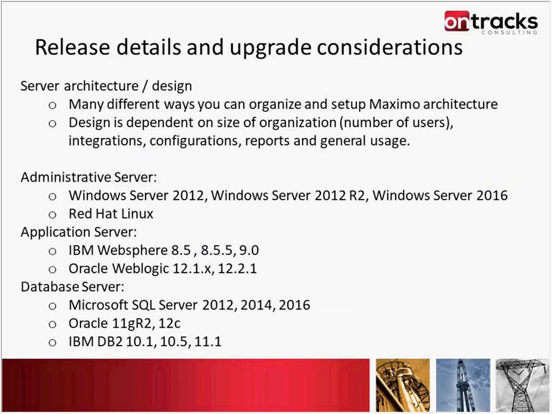Okay, so some system requirements. I'll go through this fairly quick. The design and the server architecture of your 7.6 environment is really highly dependent on the size of the organization, how many integrations you have, whether you have heavy configurations, and whether you have a significant amount of escalations. So is there lots of escalations?